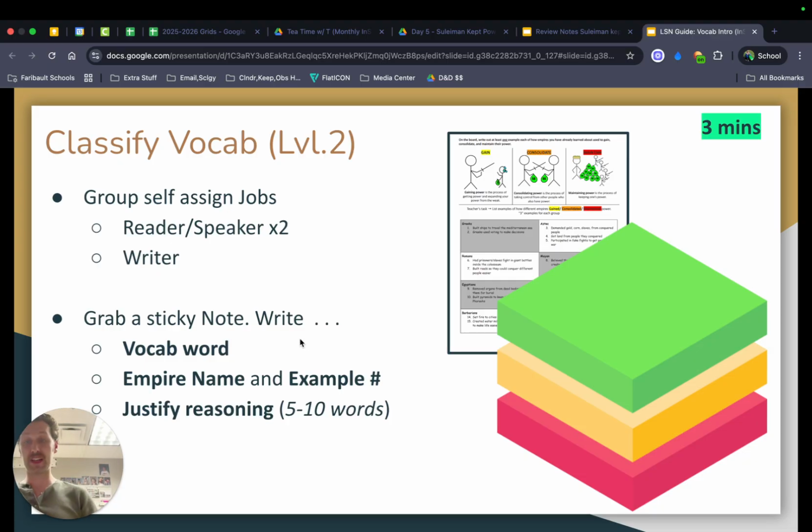Now, on the sticky note, the writers, we're getting into the job now, need to write down a couple of things. Number 1, the vocab word, easy. Ours was maintain. 2, the empire's name. We said this, Inca. 3, the example number, which was built roads for the army. All these things easy. Now what they need to do is justify, how do you know the Inca building roads for their army is an example of maintaining power?